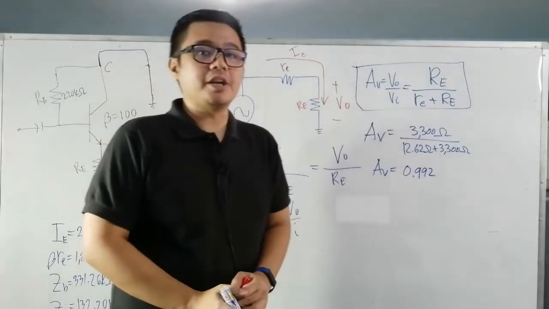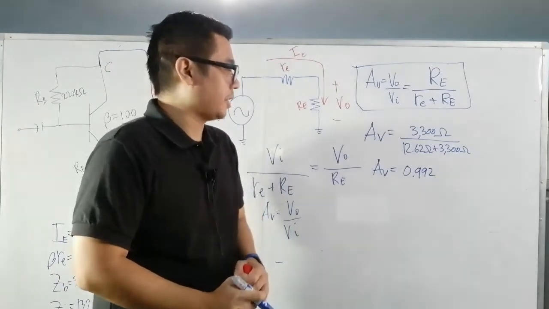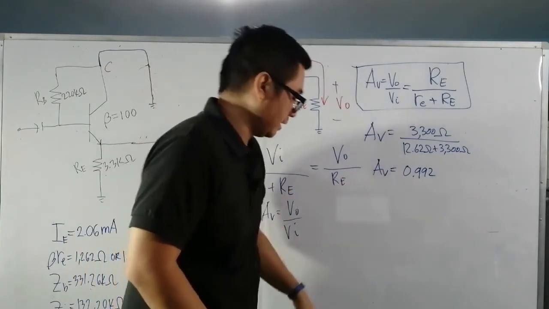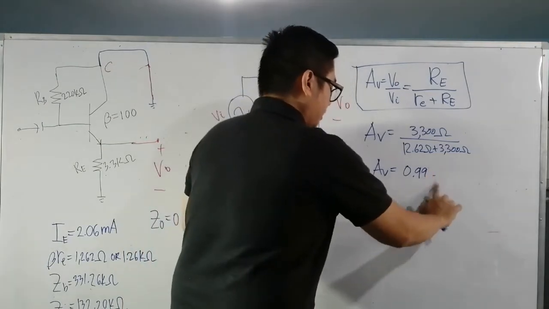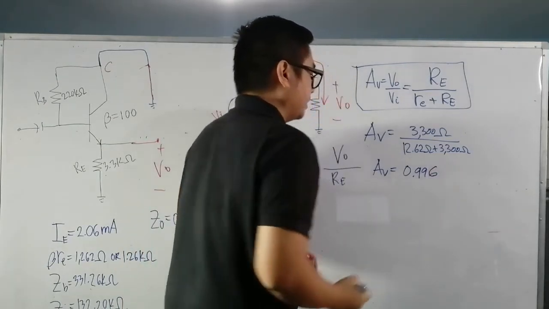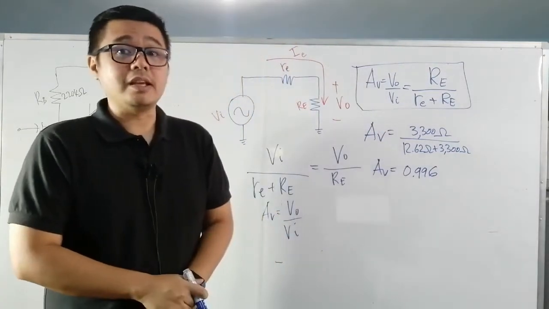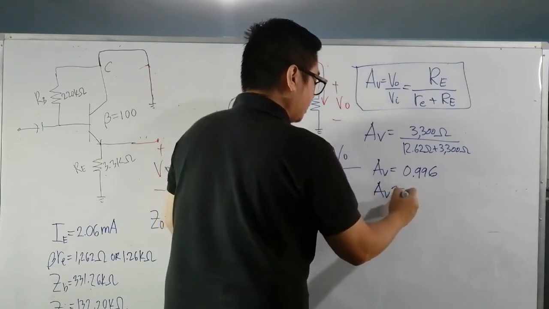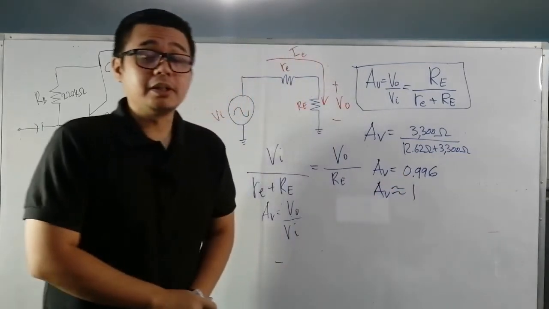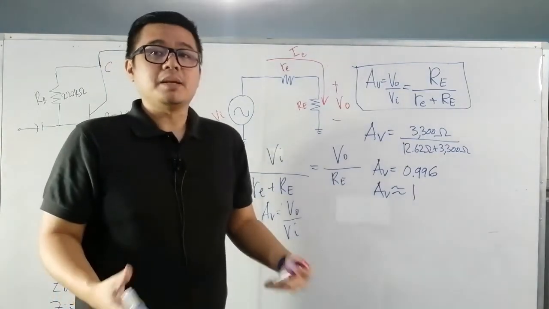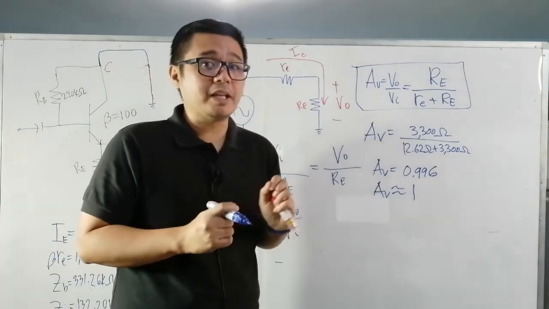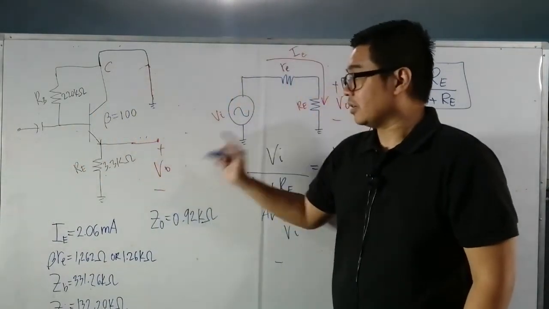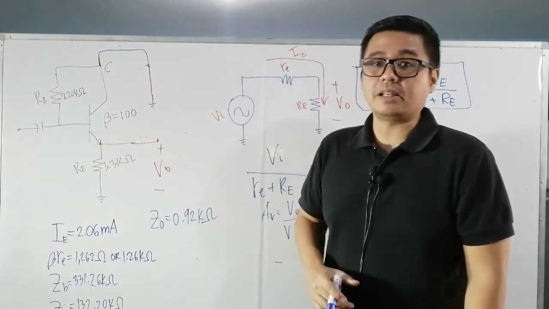Solving for the voltage gain of the common collector circuit or configuration, we have the voltage gain is equal to 0.996, which is still approximately equal to 1. That's why the voltage gain of the common collector configuration is approximately equal to 1. Anong ibig sabihin nun? Ibig sabihin nun, approximately kung anong ipinasok natin sa input coupling capacitor natin, more likely, yun din ang lalabas sa ating output coupling capacitor.